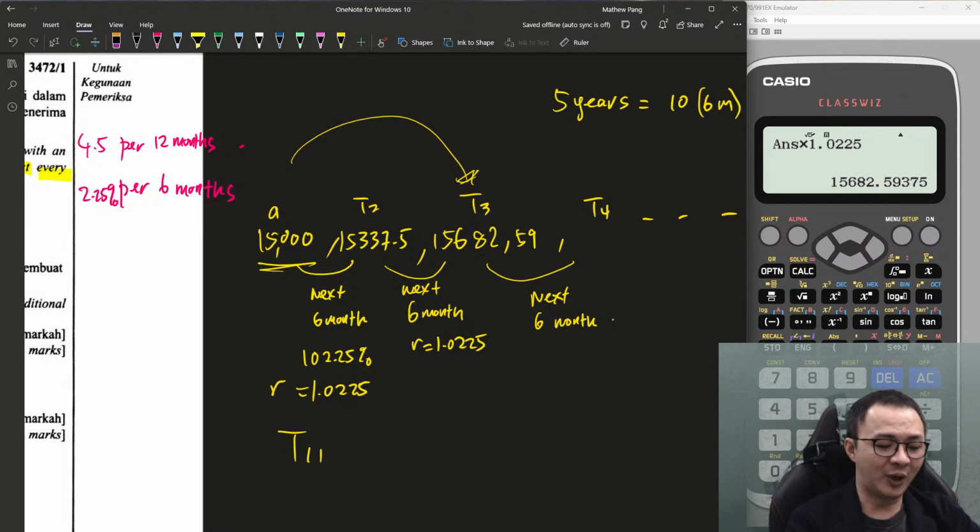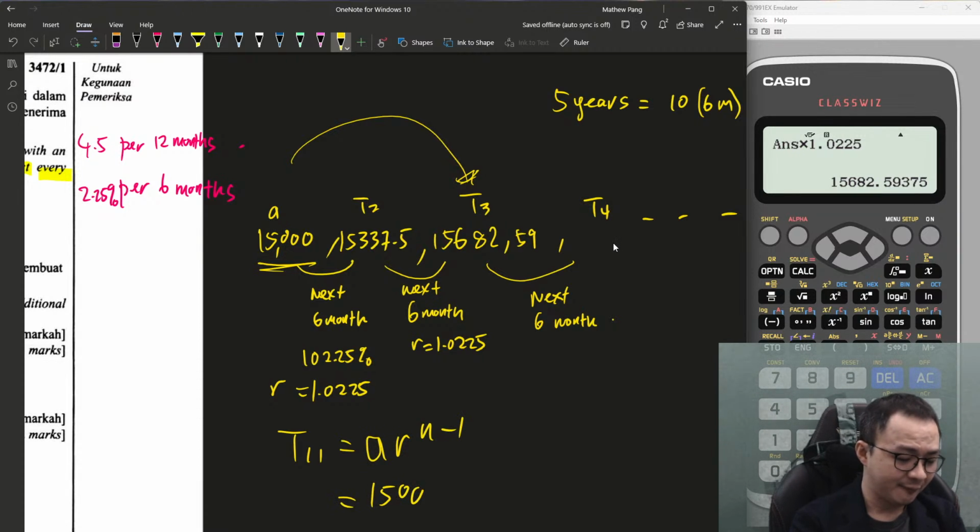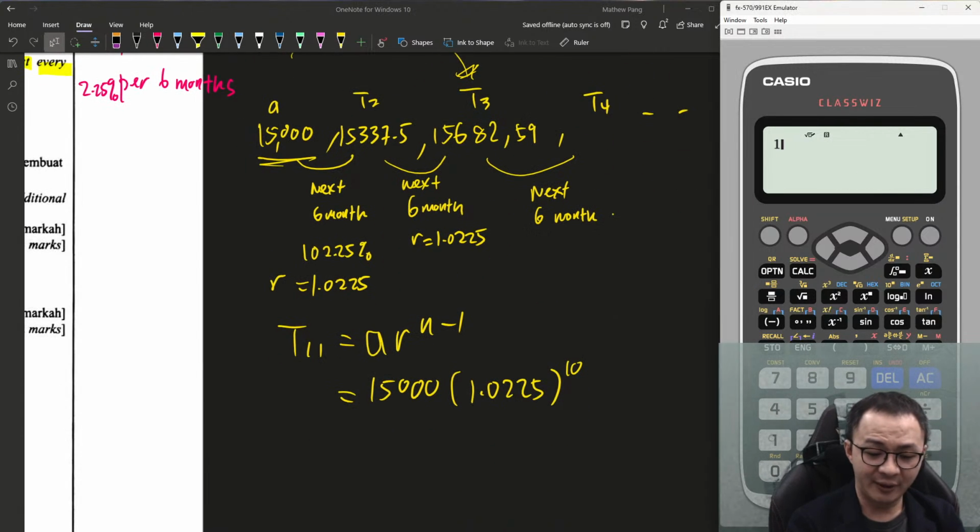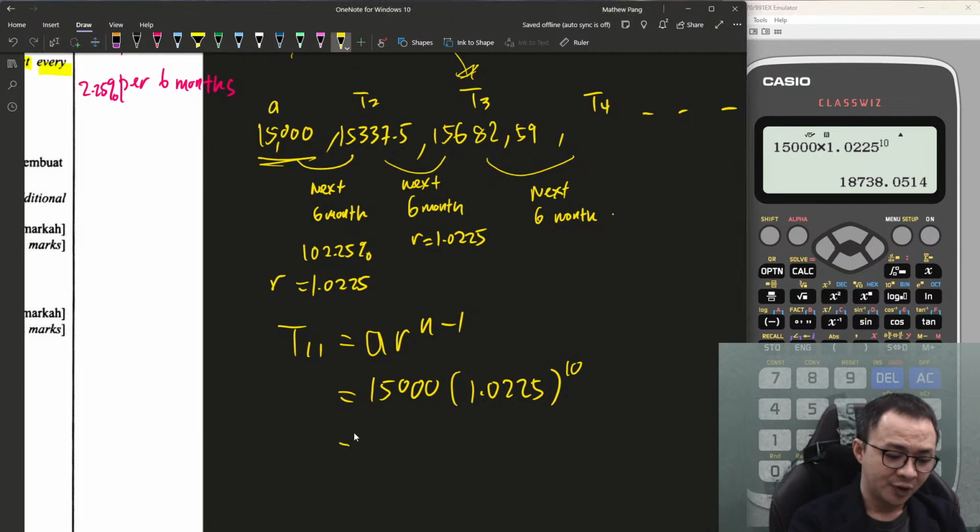No need to count one by one. So the formula is A R^(n-1). My A is 15,000. My R is 1.0225. n minus 1, 11 minus 1 is 10. Then I should be able to get my answer here. So I should have this amount after 5 years.